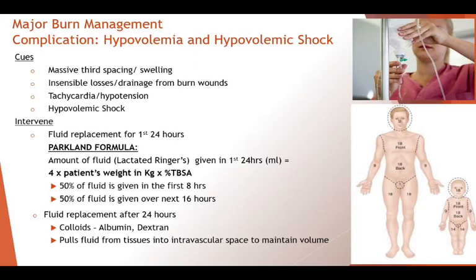For the first 24 hours, we follow Parkland formula for any major burn. 4 times the weight in kilos times the body surface area, which is why you're going to need to know how to use your rule of 9s to figure out total body surface area. After 24 hours, and I have an example on the next slide that we're going to go through, then we move over to colloids, some thicker fluid that's going to pull fluid from the tissues back into the intravascular space to maintain volume.